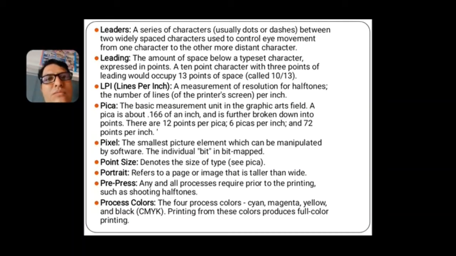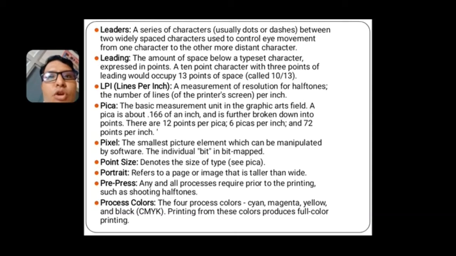See pica. A pica is 0.1666 inches, with 12 points per pica, and 6 picas consist of 72 points per inch, right? So in the same sense, point size denotes the size of our type. If you are taking the graphics, then it is a pica. If you are taking the text, then it is points, and so on.